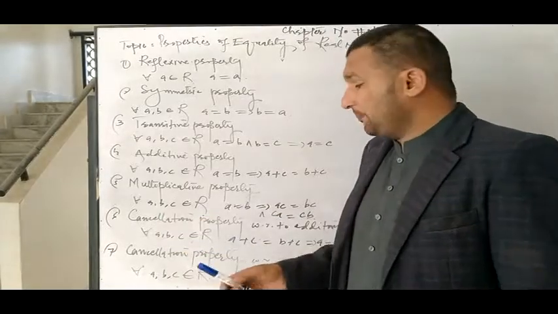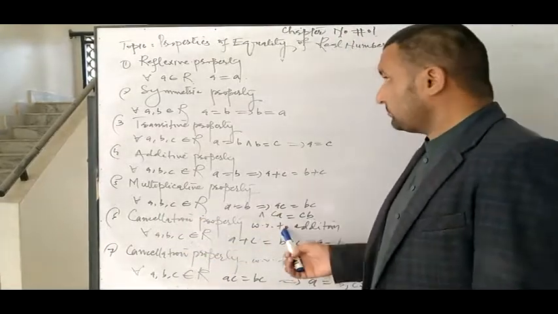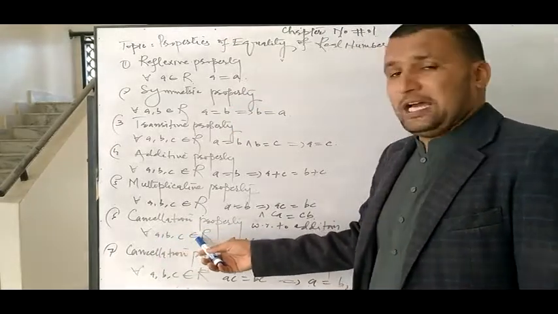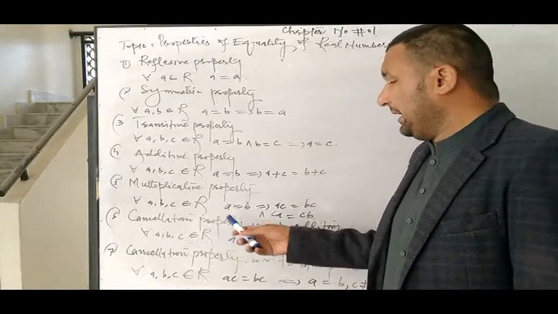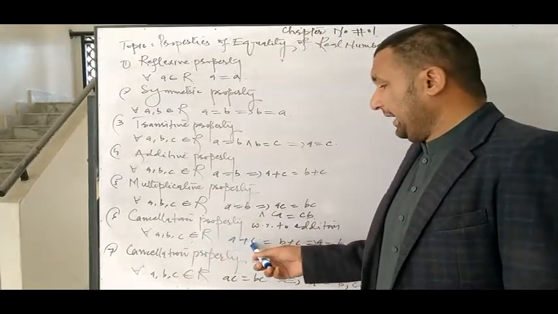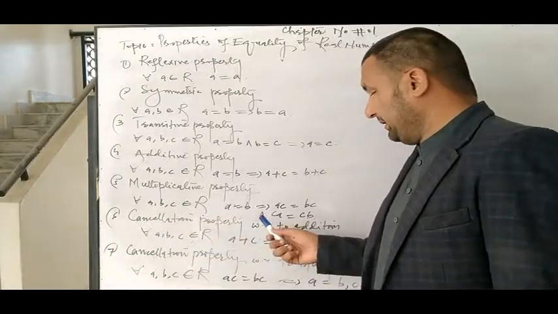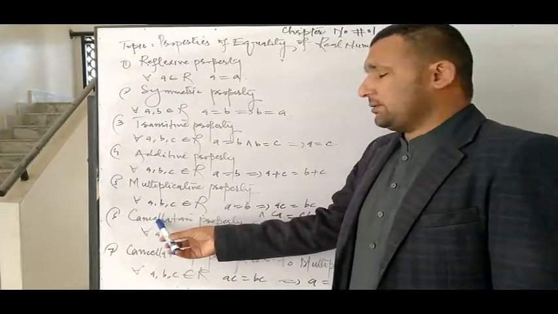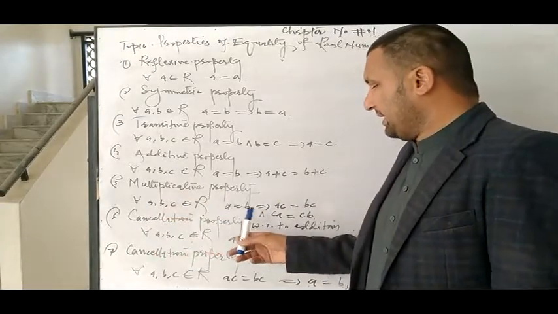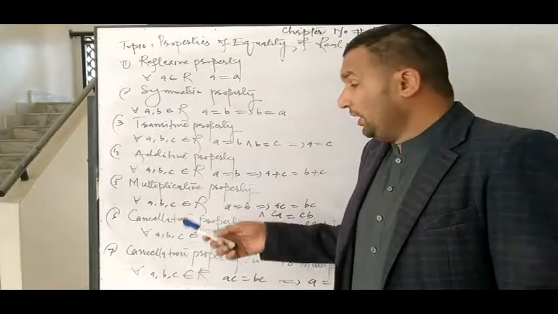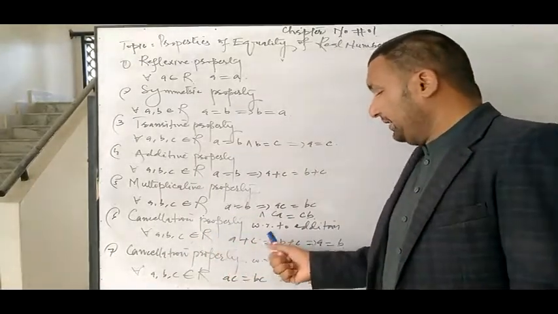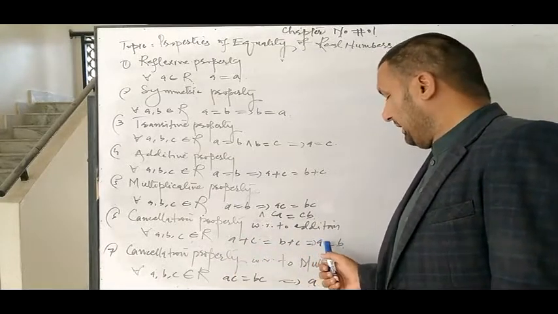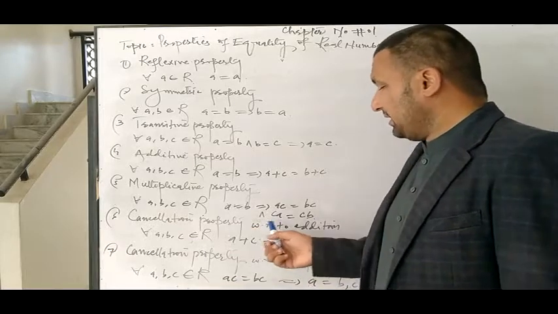Property number 6, the cancellation property. For all a, b, c belongs to real numbers, if we take any third value from the real numbers and add it to the left hand side and right hand side, a plus c is equal to b plus c. Cancellation property means if we cancel the third value, then a is equal to b.